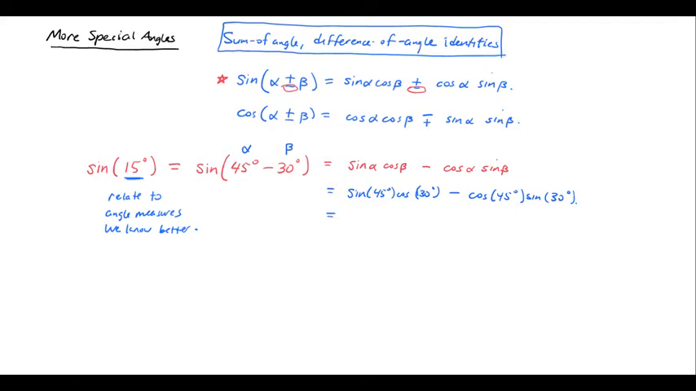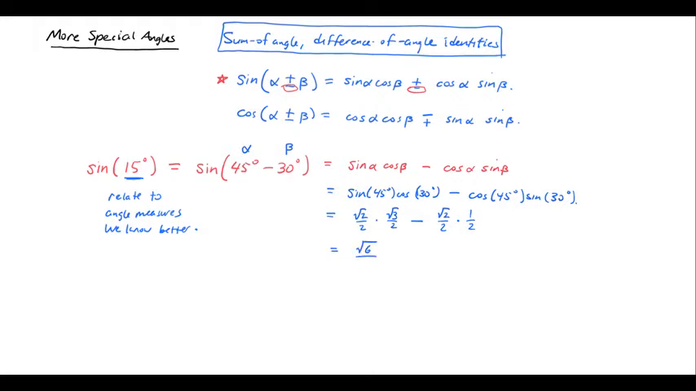And now I just need to work out what all those things are. Now remember, because I know the unit circle very well, sine of 45 degrees is root 2 over 2. Cosine of 30 degrees is root 3 over 2. Cosine of 45 degrees is also root 2 over 2. Sine of 30 degrees is exactly 1/2. So if I simplify that, I know that square root of 2 times square root of 3 is the same as square root of 2 times 3.